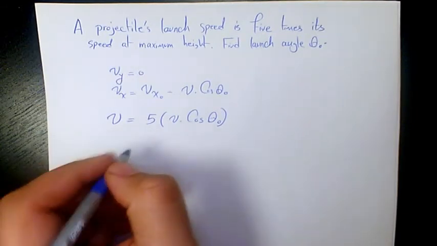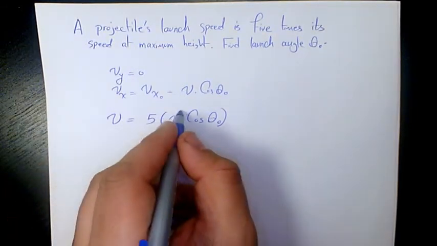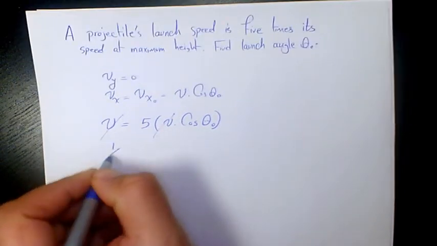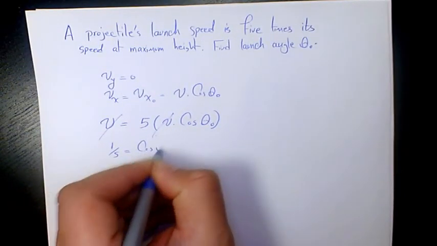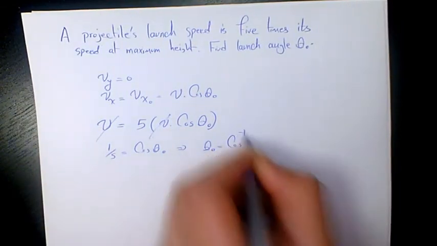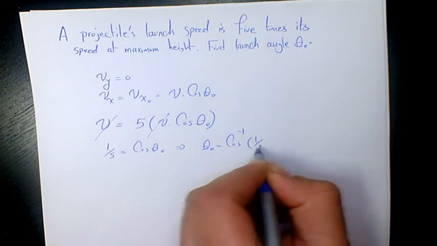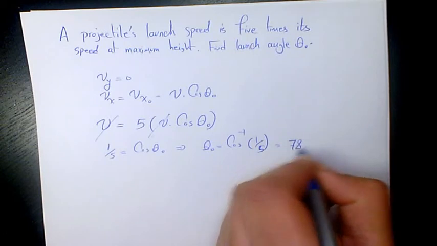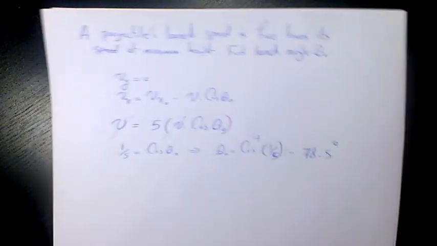It means that these two cancel out. It means that 1 over 5 is going to be cosine theta naught. So theta naught is going to be the inverse cosine of 1 over 5. So that's going to be cosine inverse of 0.2, which will be 78.5 degrees.